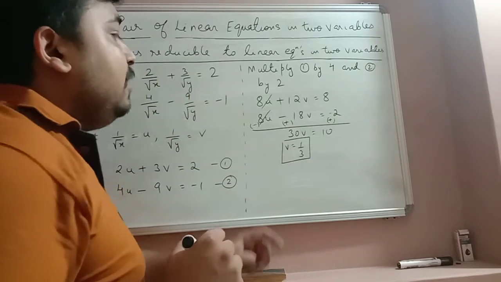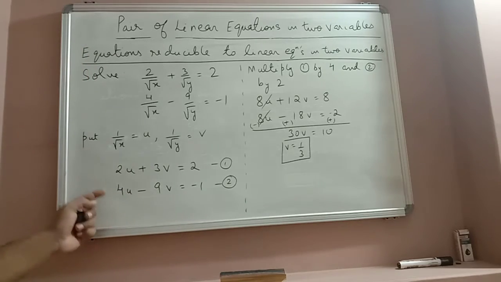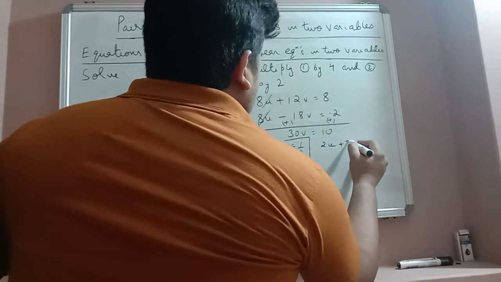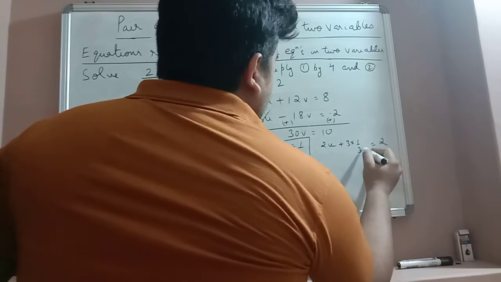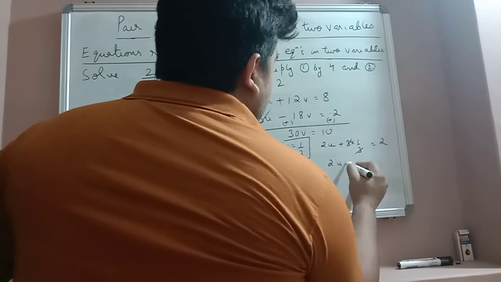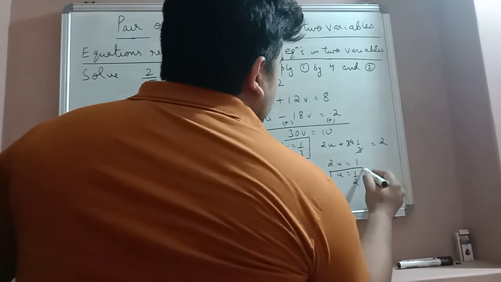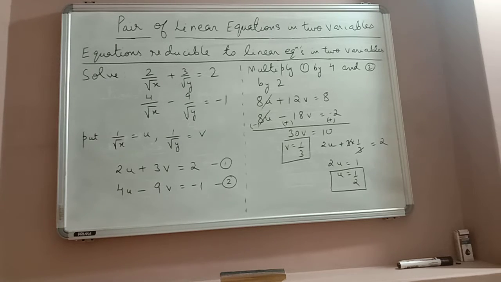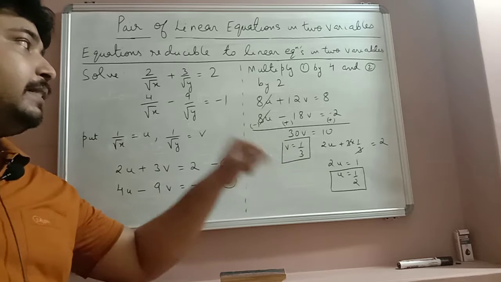Now we have found the value of v. Using any of the equations, we will find the value of u. Let me take the first equation: 2 times u plus 3 into 1 by 3, that is v, equals 2. This gets cancelled, 2u equals 1, and u comes out to be 1 by 2. So we have easily found the values of u and v. u is 1 by 2 and v is 1 by 3.